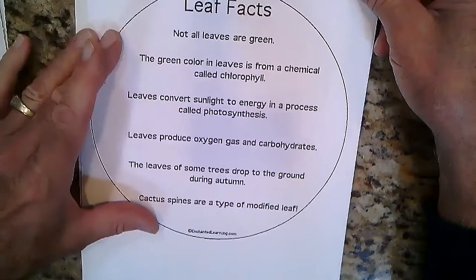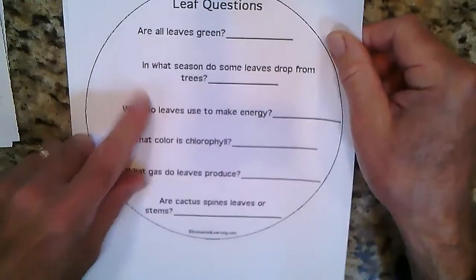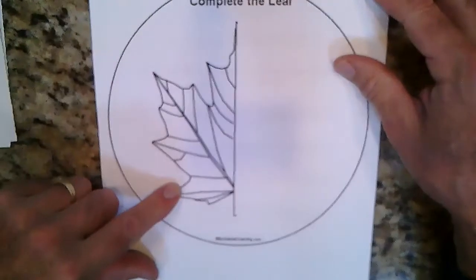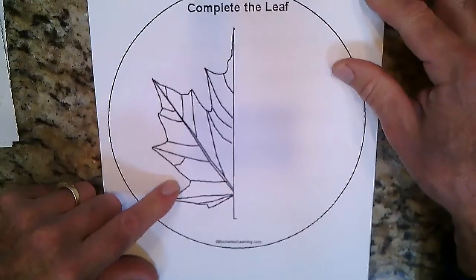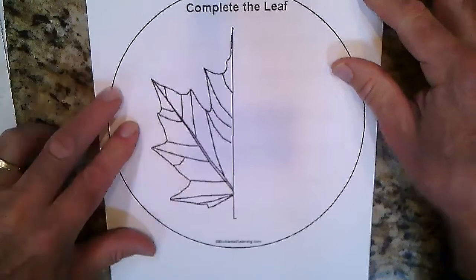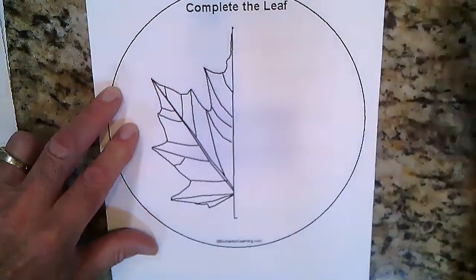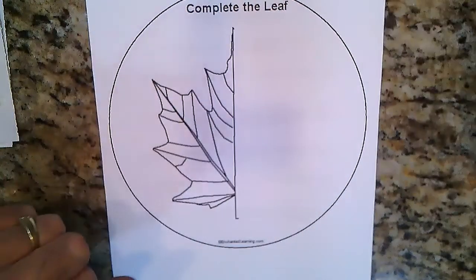And once you've gotten a handle on these leaf facts, you can answer some questions that relate to those facts. And then finally, at the end of the week, this is kind of fun. You can take a leaf. This looks like a broadleaf maple, I think, and see if you can make the other side of this leaf by looking at this side.